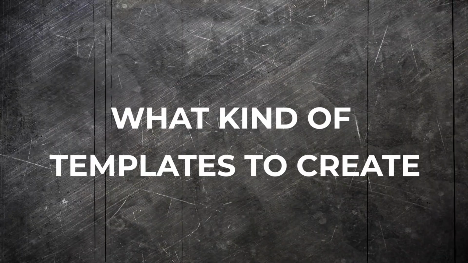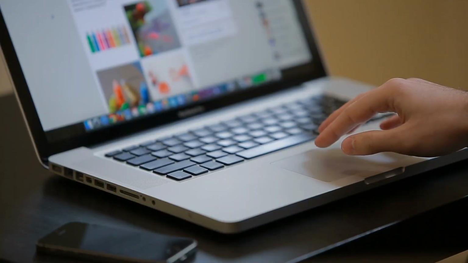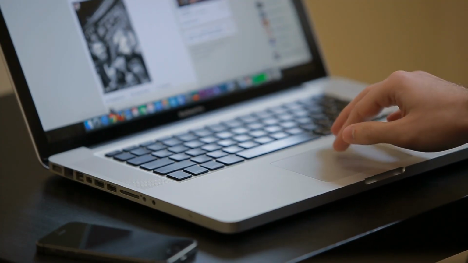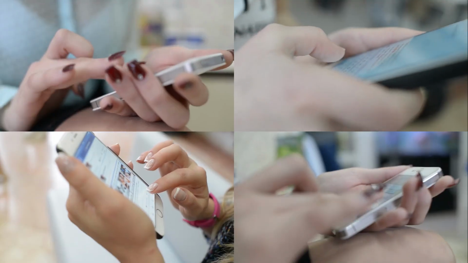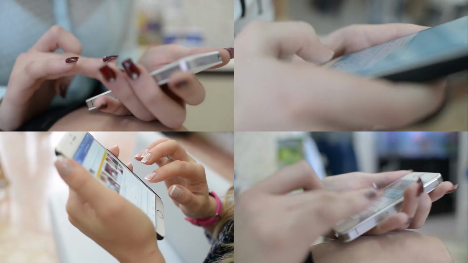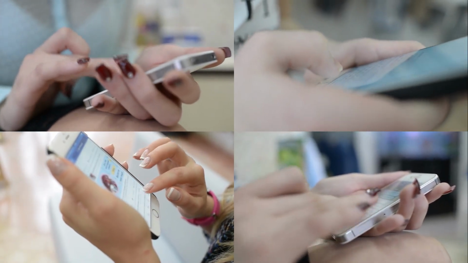What kind of templates to create? So, what should you actually create? Let's break this down into beginner-friendly categories that sell consistently. Canva template ideas: social media content packs. Think 30 Instagram quote templates, 15 carousel post designs, or 10 TikTok video covers. These are huge sellers because content creators need fresh visuals constantly.